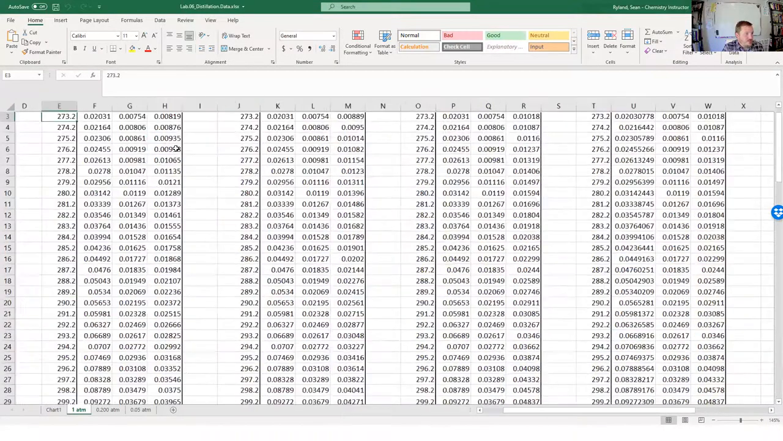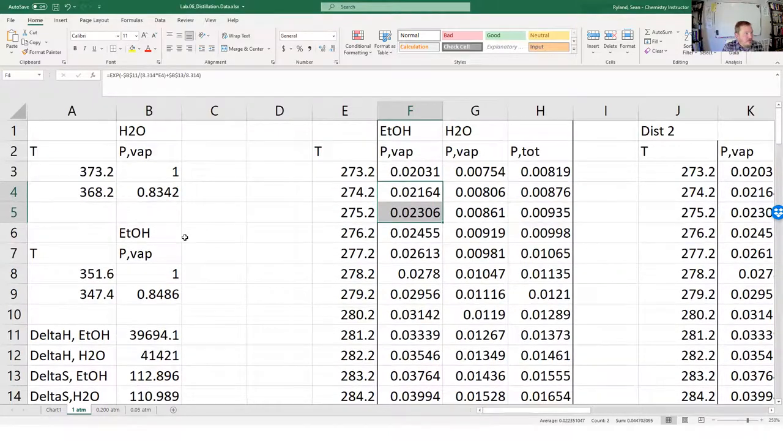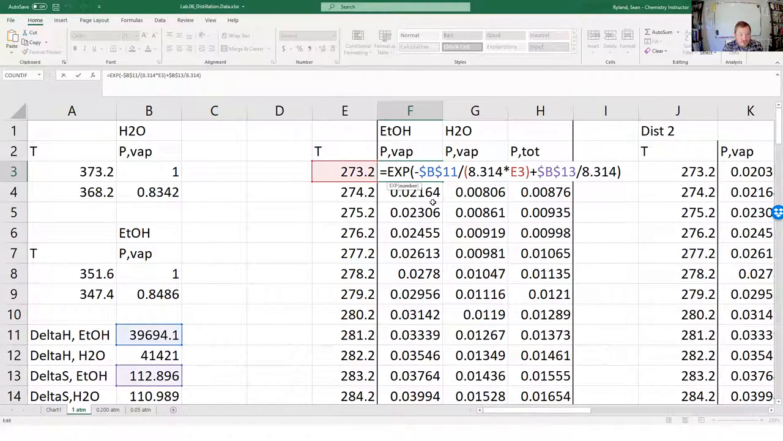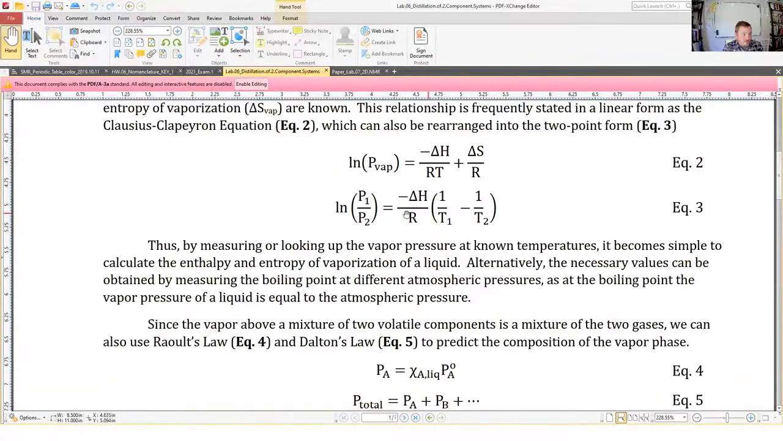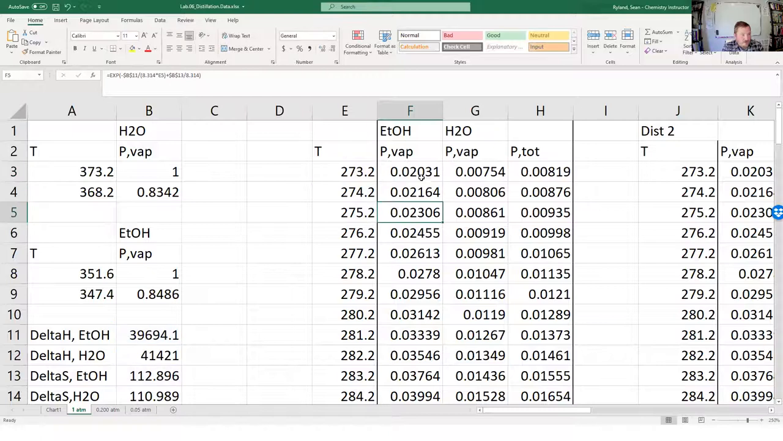So to go back to Excel here, I'm just going to zoom in on one of these data points to explain what the calculations are doing. It's basically, if you have delta H and delta S for your compounds, those are going to be constants. For a specific temperature, we can get the vapor pressure of pure ethanol. The equation for that is just going to be the Clausius-Clapeyron equation that we just went over. This one right here, equation 2. So we can do that for ethanol, and we can do that for water at a given temperature.